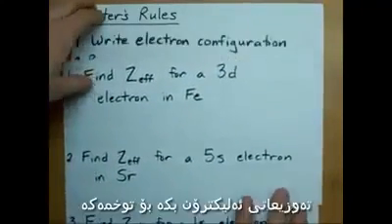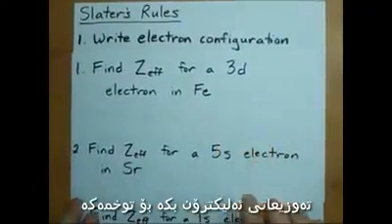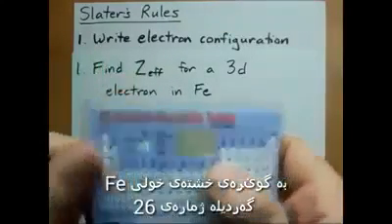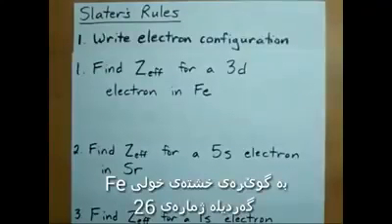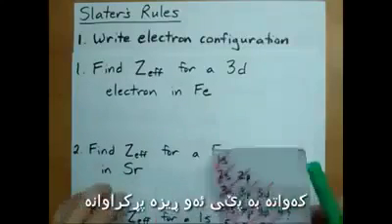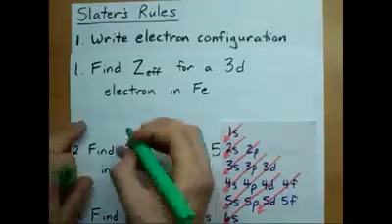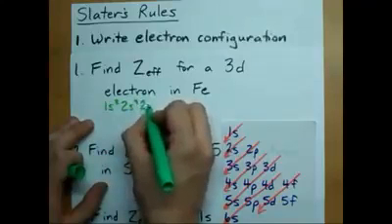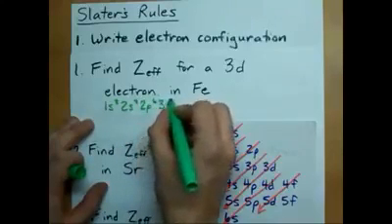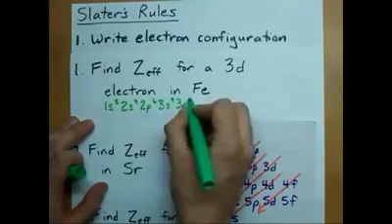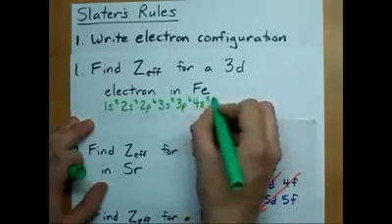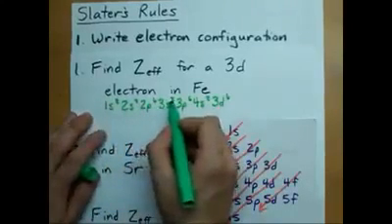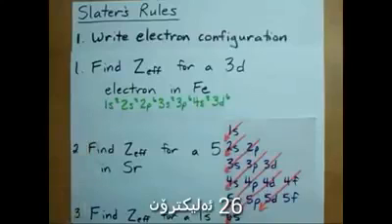Step 1, write the electron configuration for the atom itself. I'm going to do that right now for iron. According to the periodic table, iron is element number 26. So, according to my order of filling, that means it's 1s2, 2s2, 2p6, 3s2, 3p6, 4s2, 3d6. 2, 2, 10, 12, 18, 20, 26 electrons.